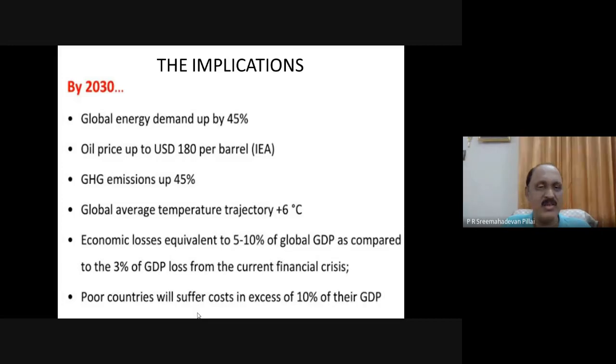And greenhouse gas emissions, GHG, will increase by 45%. And the global average temperature trajectory may go up by 6 degrees centigrade. In the last class I told you that it may increase by 4 degrees centigrade by the end of the century, but now people have come up with a new projection. I don't know, but its chances are there. Economic losses equivalent to 5 to 10% of global GDP, compared to the present 3%. And poor countries will suffer in excess of 10% of their GDP for energy.